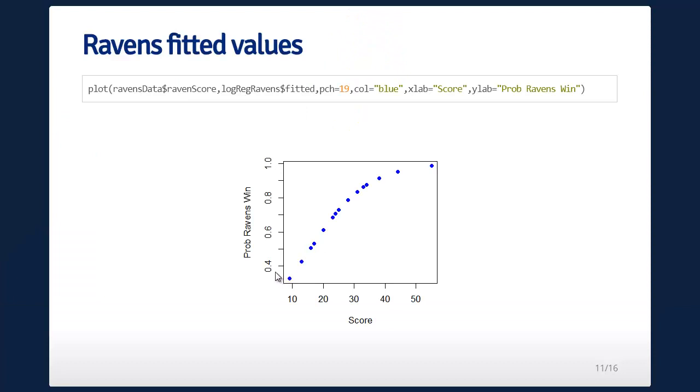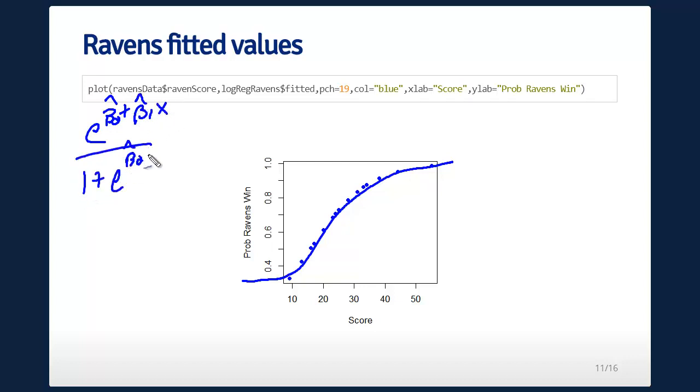So here are the fitted probabilities. It looks like an S-curve, which is what the inverse logit function looks like. And what R is doing is fitting e to the beta naught hat plus beta 1 hat x over 1 plus e to the beta naught hat plus beta 1 hat x, and plotting the observed x's, and they have to fall on this curve because that's what we fit. So if you plug in a score, this is going to give you your estimated probability.